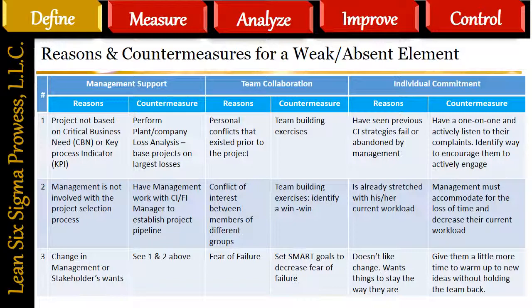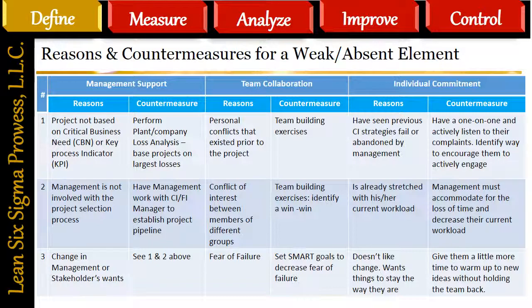3. Change in management or stakeholders' wants. Countermeasure: create loss tree analysis for the plant or company and base continuous improvement projects on the largest losses. In order to get buy-in from management, hold a meeting with them to acquire final project acceptance and management support.